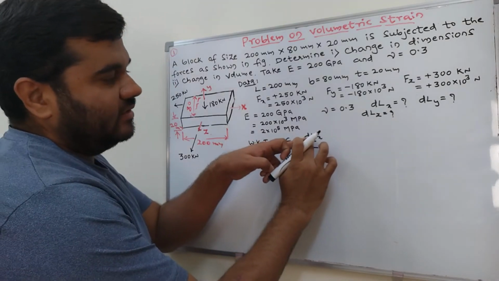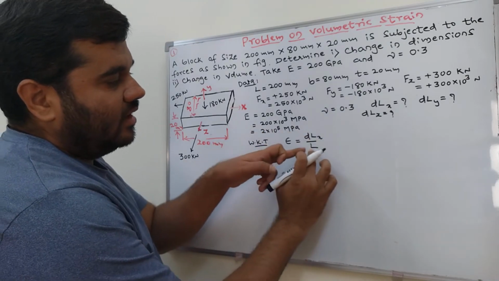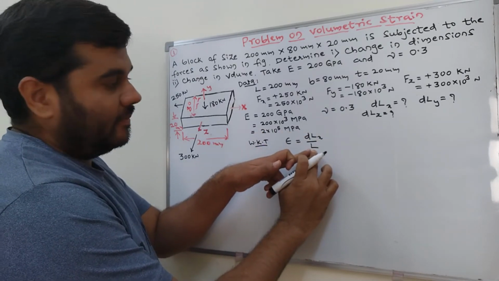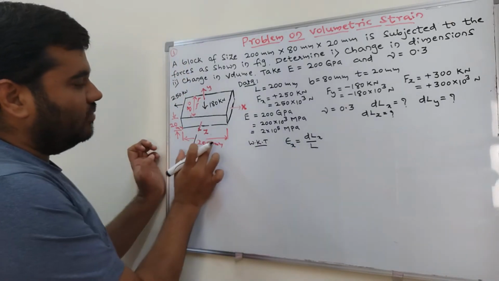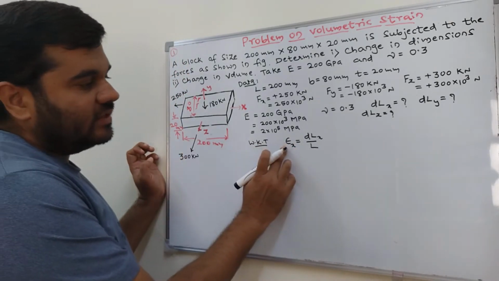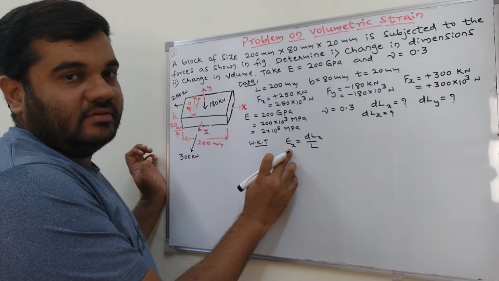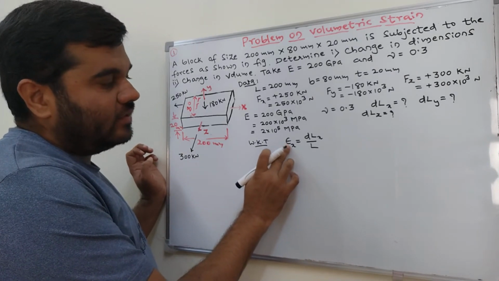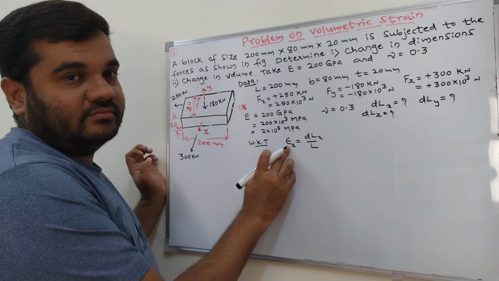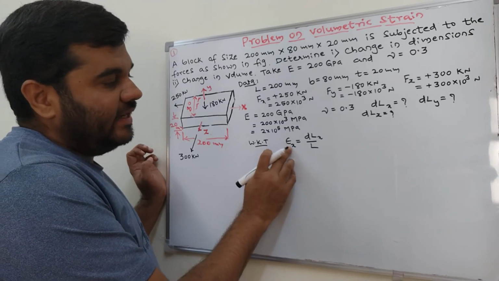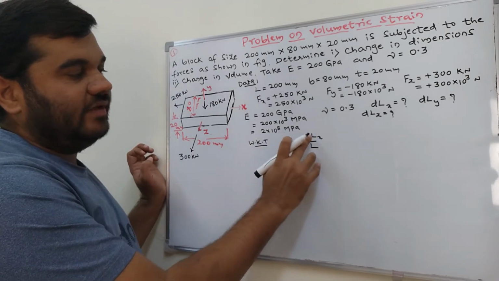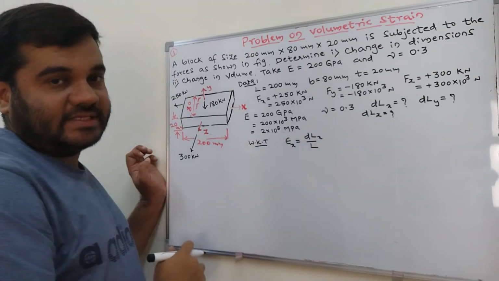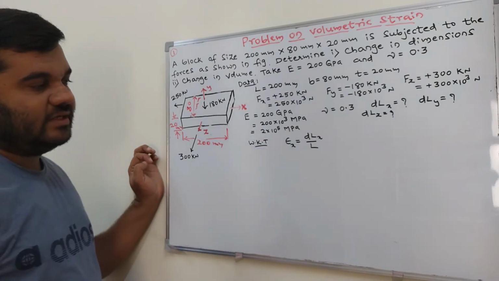So I want this one, change in length in x direction. I know the length, this is in x. Length is 200. But I don't know the strain in x direction, so I need to find out strain in x direction. If I find the strain in x direction, I know the length, easily I can find out the deformation or change in length in x direction. How to find out this one here?